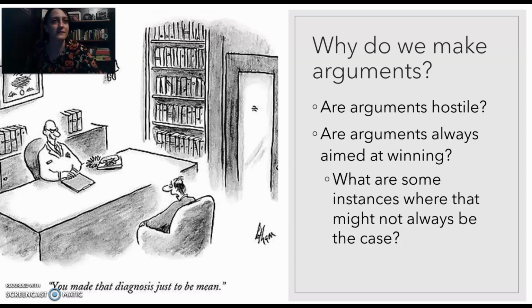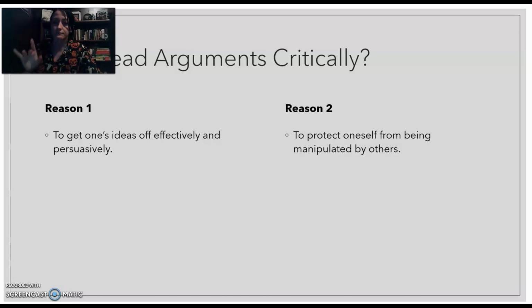If you approach arguments as hostile and that there's got to be a winner and a loser, you're not really going to have a good time arguing. You're not really arguing effectively, which we'll go over in a little more depth. But just be aware, we're not aiming at winning, and we're not trying to be mean about it.